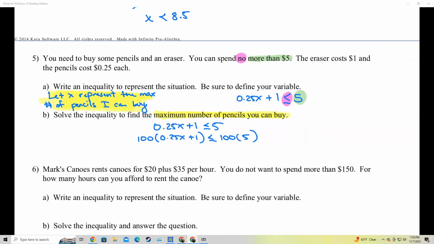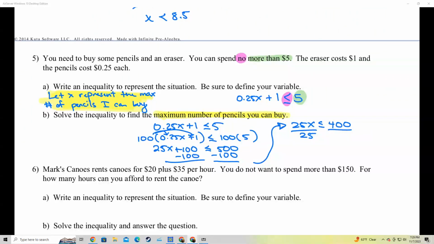When I multiply the first one by 100, I get 25x. And when I multiply the second one by 100, I get plus 100. It's less than or equal to 500. We're going to subtract 100 from each side. I get 25x is less than or equal to 400. Divide both sides by 25. I get x is less than or equal to 16.